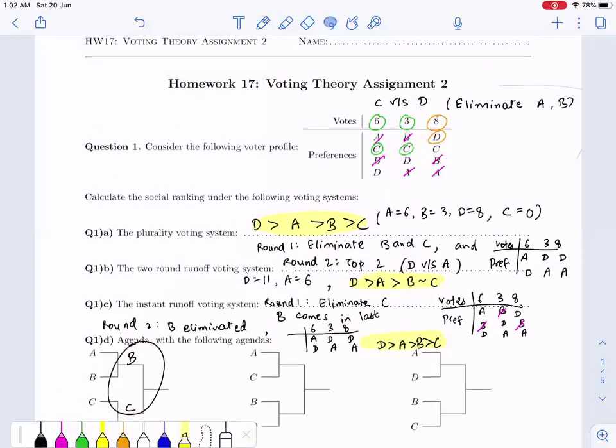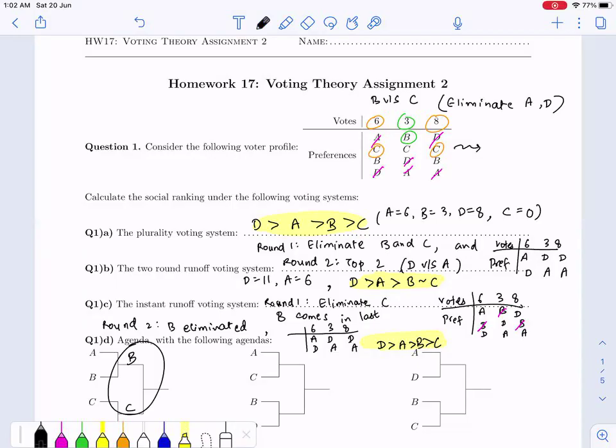Let's do the same thing here. Again, to compare B versus C for a head-on match or head-to-head match, you eliminate the other alternatives, A and D. Okay. Now, this time B gets 3 top votes and C gets 6 plus 8 top votes.